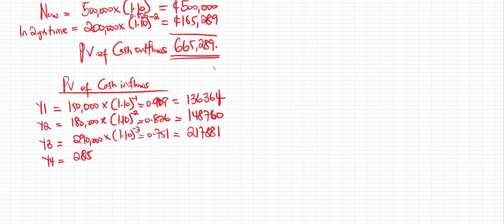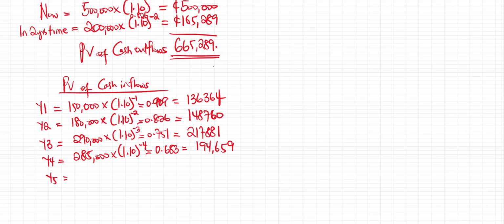So this one you have 285,000, right? 285,000 going for how long? 4. 1.1 raised to the power minus 4. And what is the discount factor? I want you guys to be computing. 0.683, right? Yes. So we get 194,659, or 194,655. Good.